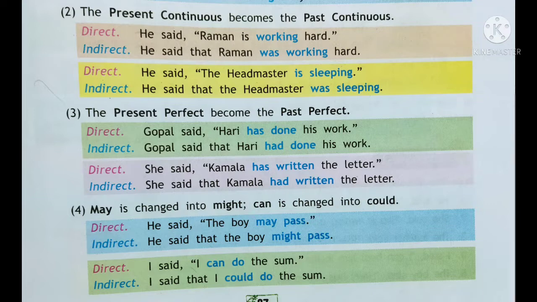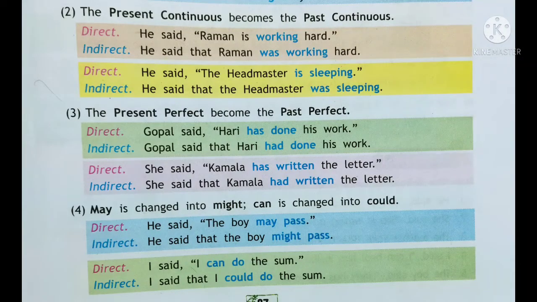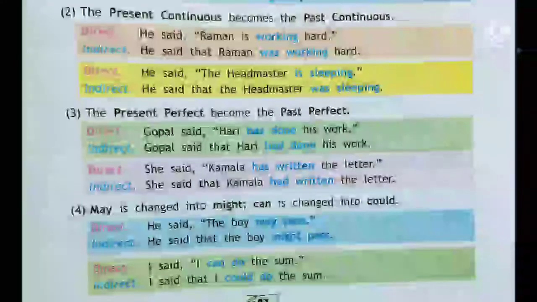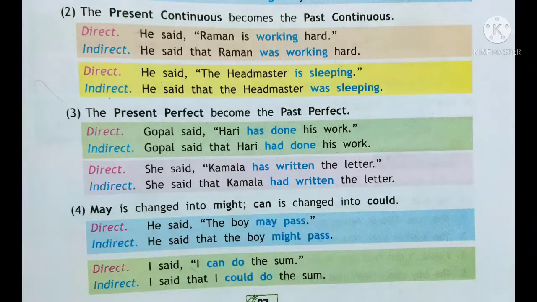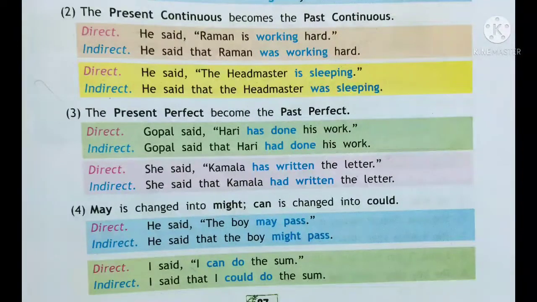Let us understand the next rule. Here in this sub point, the present continuous becomes the past continuous. For example, he said, Raman is working hard. Is working is in the present continuous form. So, when you change this into indirect as per the rule, present continuous to past continuous, the sentence will change to: he said that Raman was working hard. Instead of is working hard, it has become was working hard.